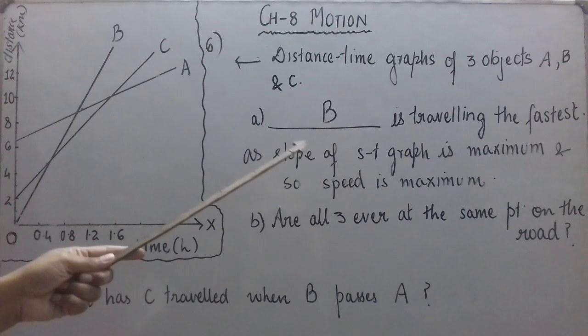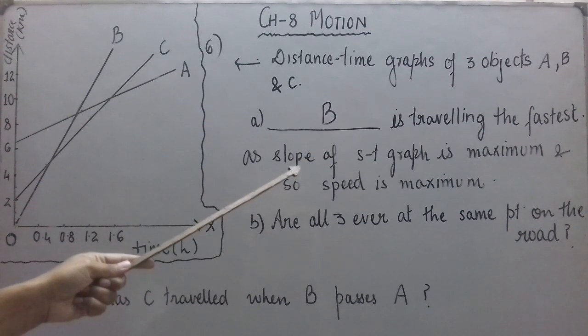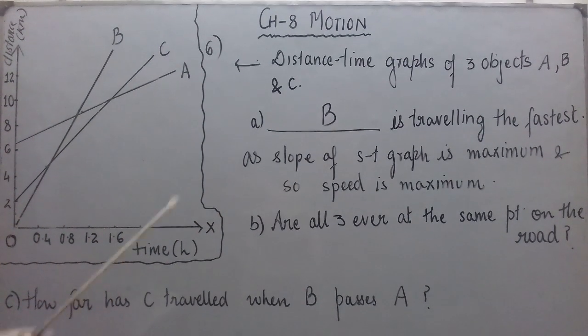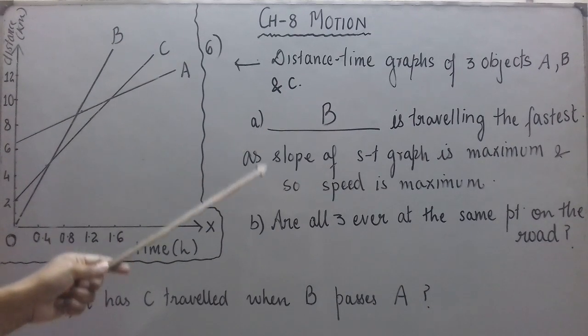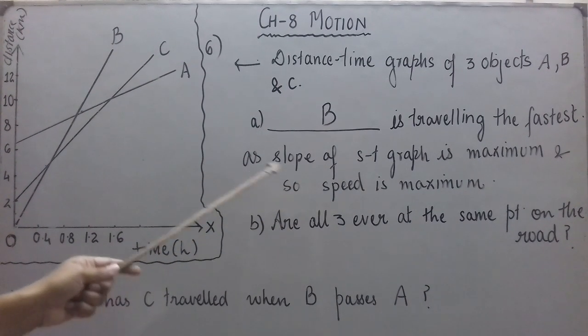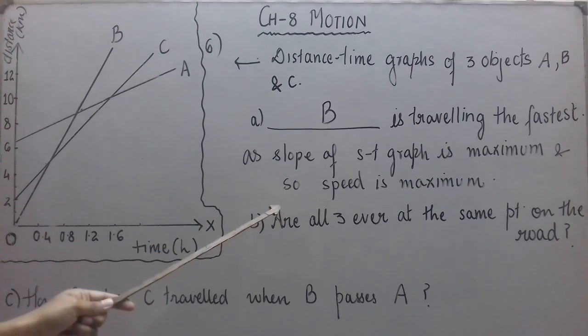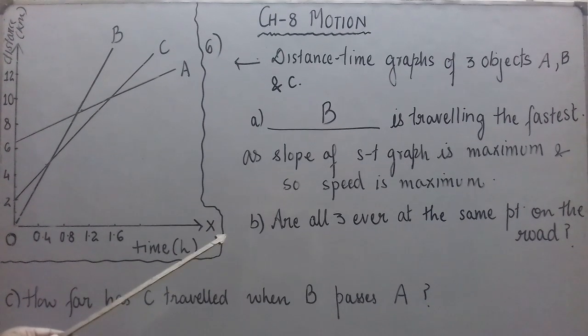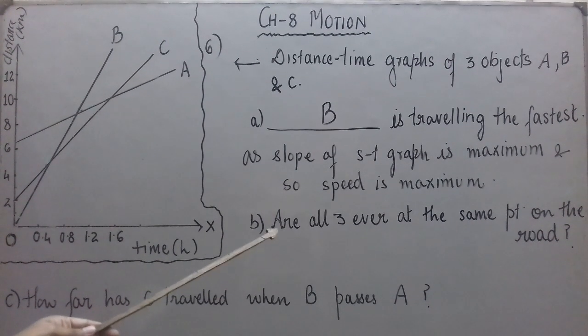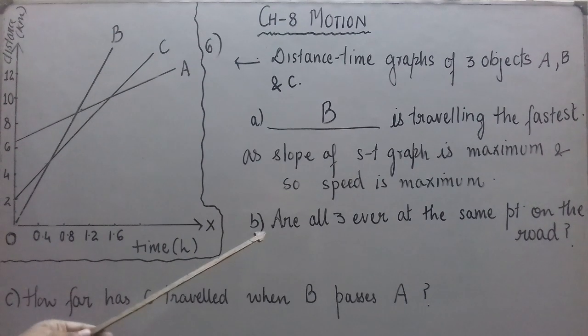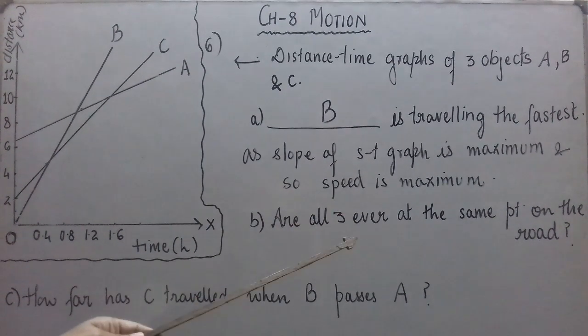So why is B traveling the fastest? Because slope of the S-T graph, S-T stands for distance-time, is maximum for B and so its speed is maximum because we know slope gives us speed. Now the next question, B part. Are all three A, B and C ever at the same point on the road?